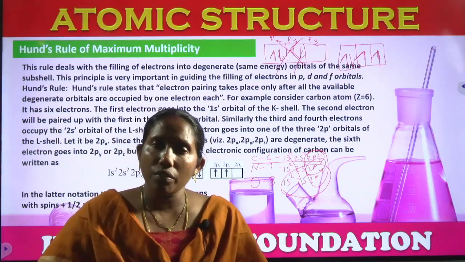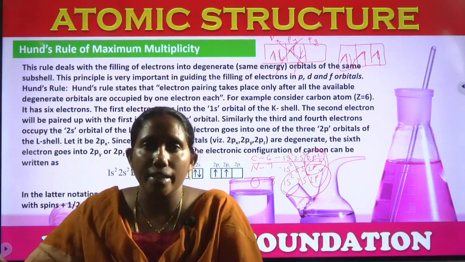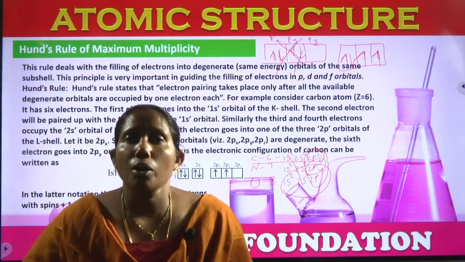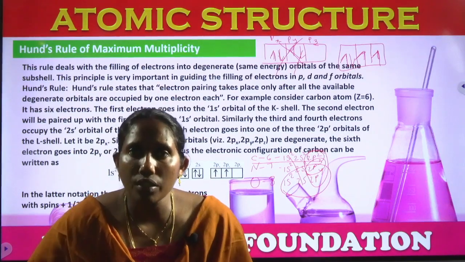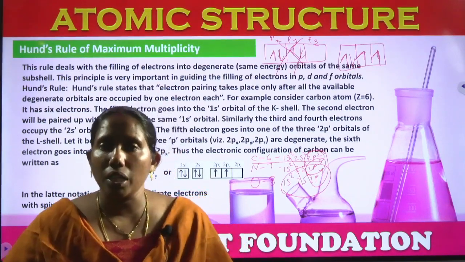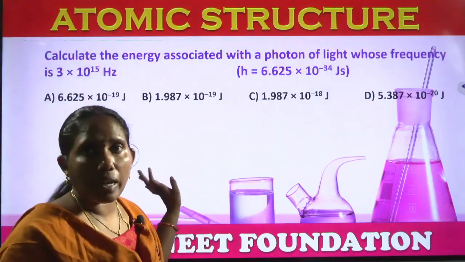So that arrangement of the electrons, like the arrangement of the students in the classroom, is the arrangement of the electrons in an orbit or orbital. This gives you the information about the structure of an atom. That is what we are studying, right? So this is Hund's rule of maximum multiplicity.